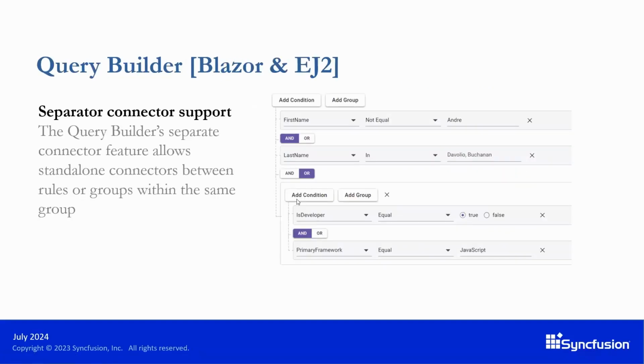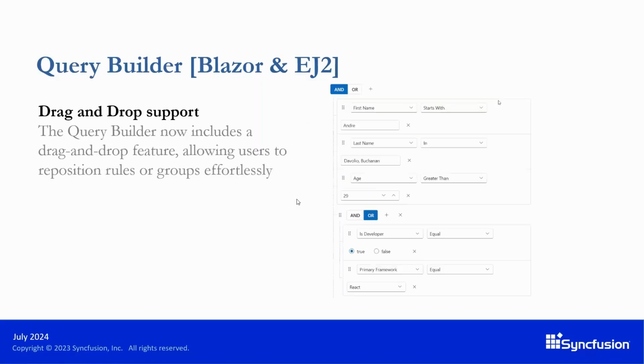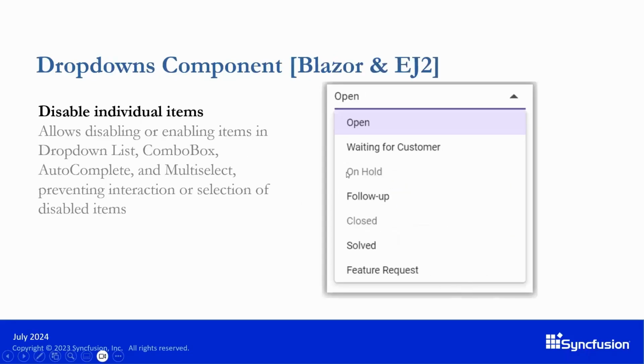Next, the Query Builder component features a separator connector for standalone connectors between the rules and groups within the same group. It also supports drag and drop feature for easy repositioning of rules and groups. And the next update is about dropdowns component. We have added the ability to disable items in dropdown components like dropdown list, combo box, autocomplete, and multi-select dropdown.